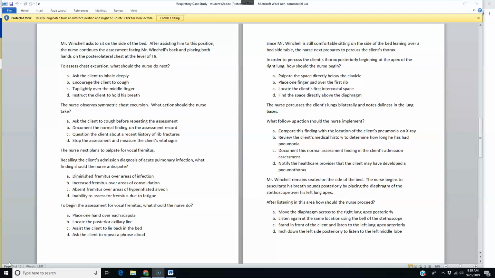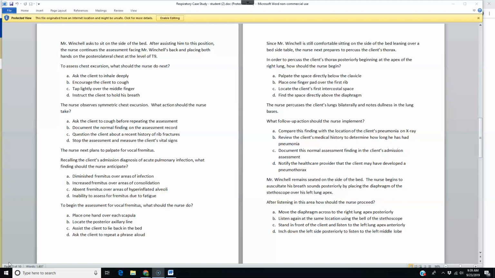Okay, remember what fremitus is. You have to know what vocal fremitus is, and that's a fremitus that we're going to determine when the patient speaks. So what is fremitus all about? I want you to go back and read that, and if you have any questions, please let me know. I explained it somewhat in the PowerPoint.